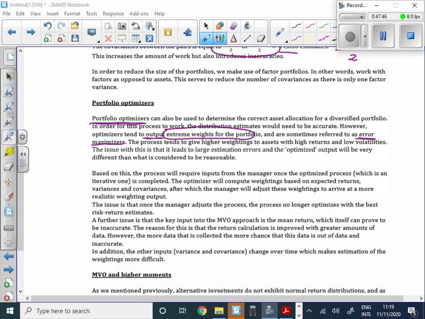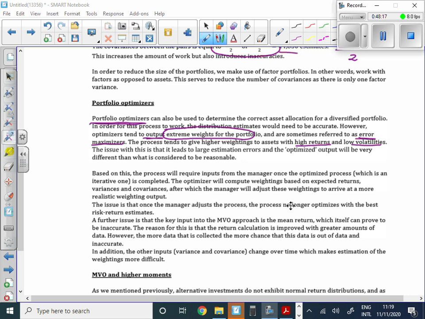The process tends to give high weightings to assets with high returns and low volatilities, which often leads to large estimation errors, and output that is not considered to be reasonable. As we go through this, right at the back end, I think at the end of this particular chapter, we look at how we resolve this particular issue of error maximizers.